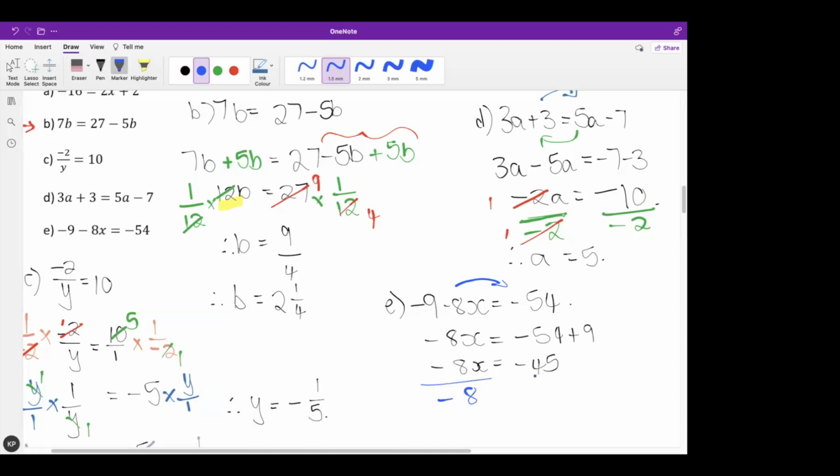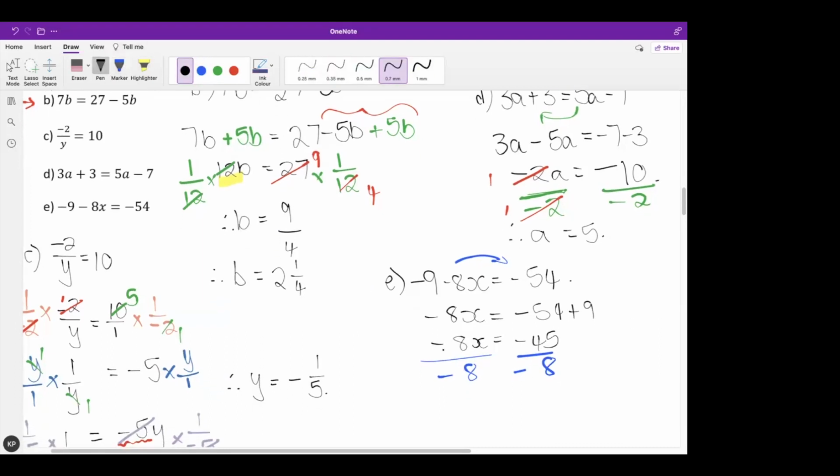And then I'm going to divide both sides by negative 8. These negative 8s will cancel each other and become 1. So therefore, x is equal to, is my answer positive or negative? Positive. And can we simplify 45 divided by 8? Is there any common factor between 45 and 8? No, but we can make it into a mixed fraction.